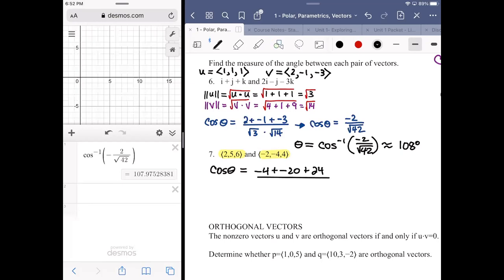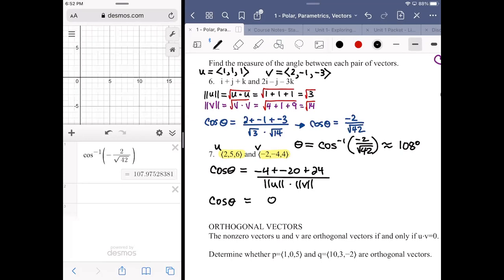Then on the bottom, you can designate them any way you want. I'll call one of them U and the other V. On the bottom, I need those magnitudes. Or, well, under normal circumstances, I would need those magnitudes. But as it turns out, my numerator is equal to 0. So the whole thing is equal to 0.